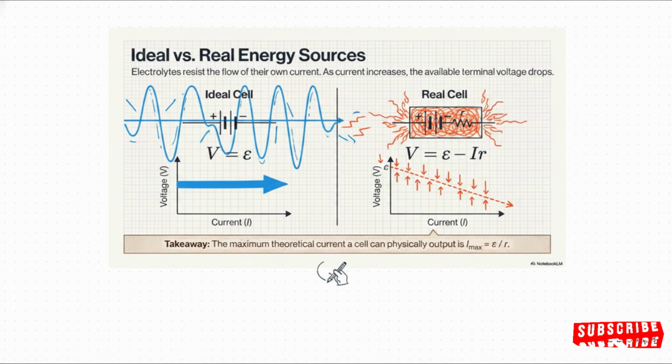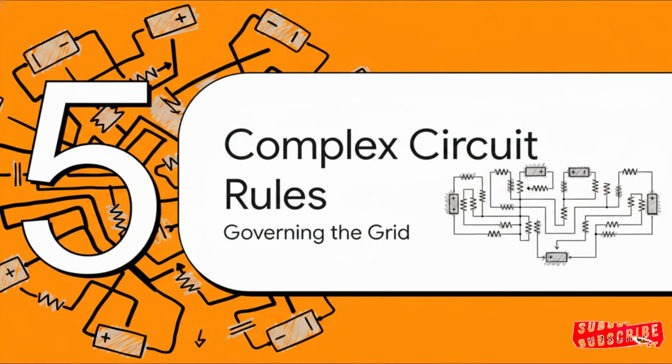Here's another really vital exam distinction that catches people off guard all the time. An ideal cell that you see in intro physics problems provides perfect, constant voltage regardless of the current. But a real cell? The electrolytes inside the battery actually resist the flow of their own current. We call this internal resistance, which you'll see labeled with a lowercase r. As the current increases, the available terminal voltage actually drops. Basically, the battery saps some of its own energy just to function. And that brings us to Section 5, Complex Circuit Network Rules, governing the grid.